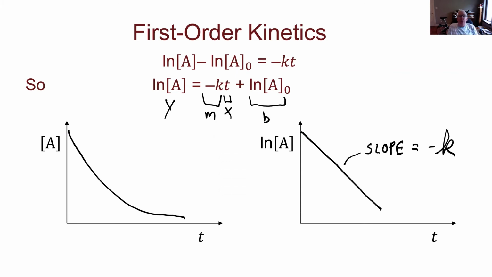So this is actually an alternative way to find a rate law. If I took some data and plotted, say, the log of concentration versus time, I could look at the graph and decide, is it a line? If it's a line, then my reaction is first order.